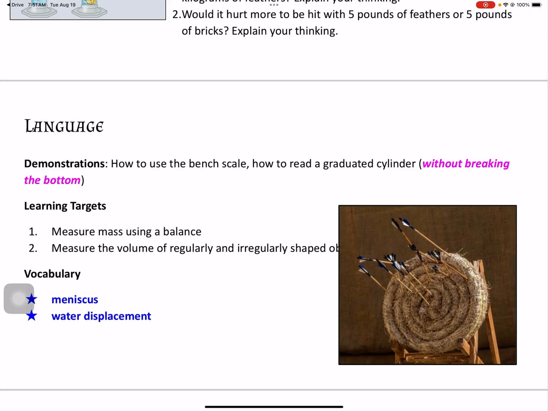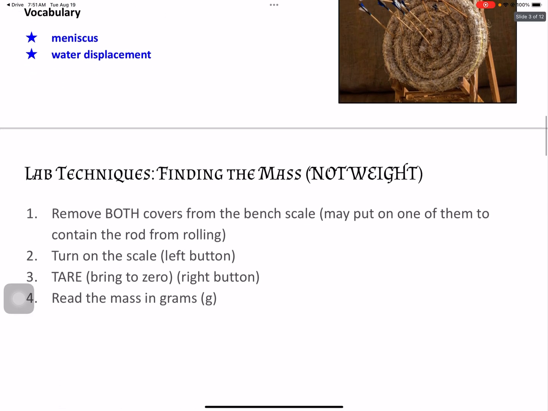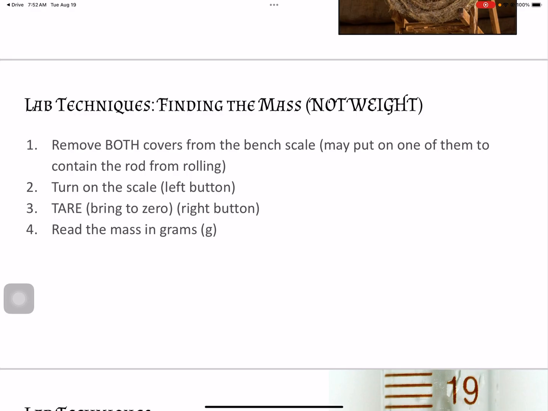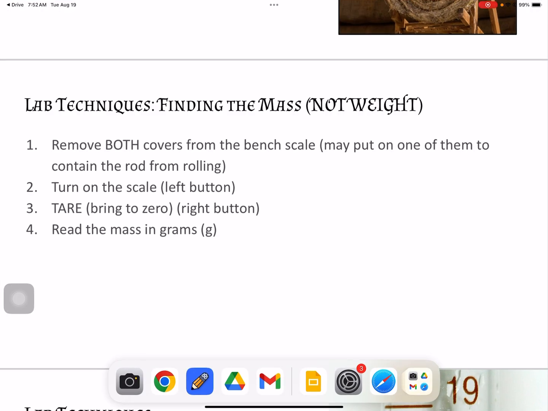So our learning targets are to measure mass using a balance, actually we're using a bench scale, and then measure the volume of regularly and irregularly shaped objects. And our vocabulary for the day is meniscus and water displacement. So the first thing that I'm going to teach you how to do is to find the mass, not the weight. And these are the instructions. Remove both covers from the bench scale, turn on the scale, tare the scale, and then read the mass. So I'm going to show you how to do that.